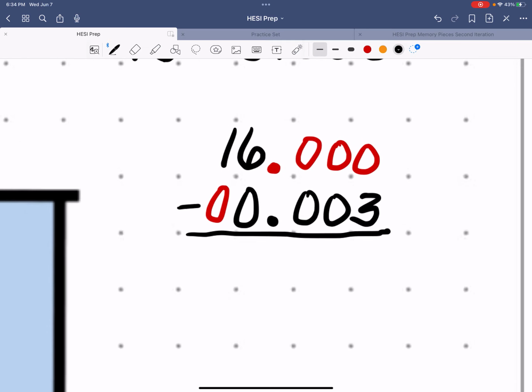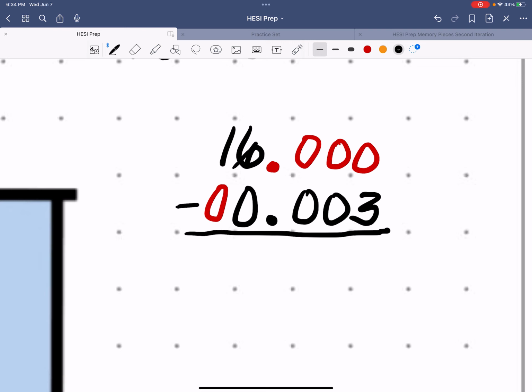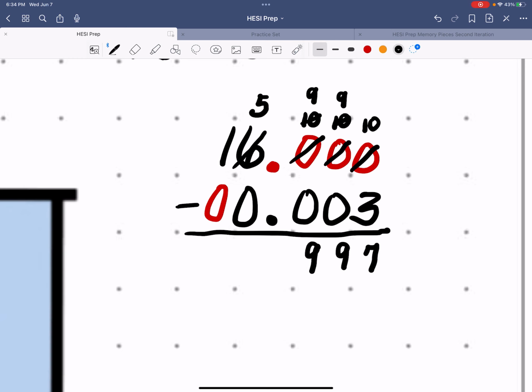Now you can't take 3 from nothing, so we're going to come over here and borrow from that 6. You can't jump numbers. You can only go next door. Then borrow 1 from that one to give to this one. And borrow 1 from this one to give to this one. And then you can subtract. Don't forget this 1 over here. So let me check that. We have 16 minus 3 thousandths. And yes, that is the correct answer.